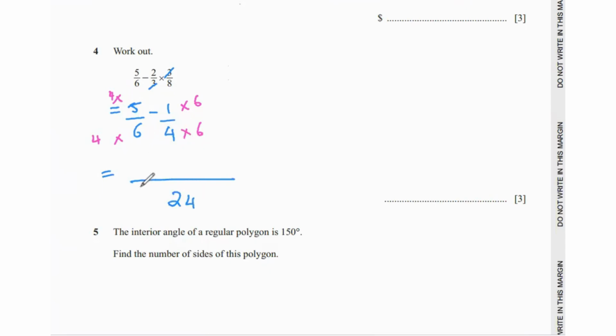So 5 times 4 is 20 and 1 times 6 is 6. It's very important that you multiply both the numerator and denominator by the number, not just the denominator. If you only multiply the denominator by the number, your answer would be incorrect. So 20 minus 6 is 14. 14/24 can be simplified to 7/12. That is your final answer.